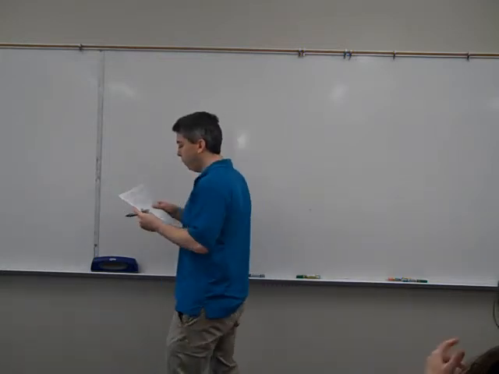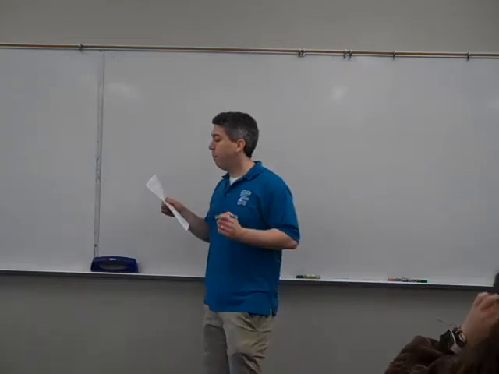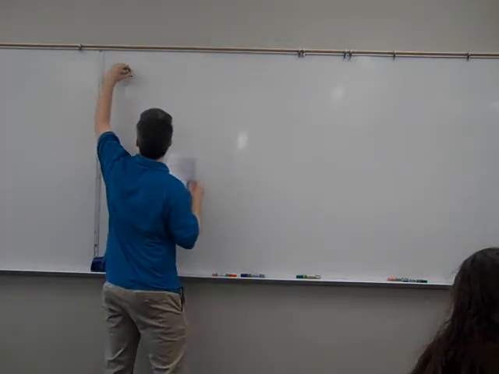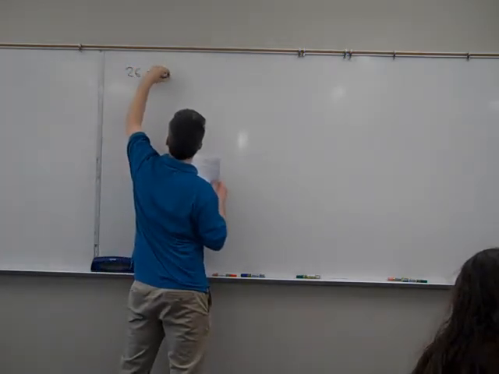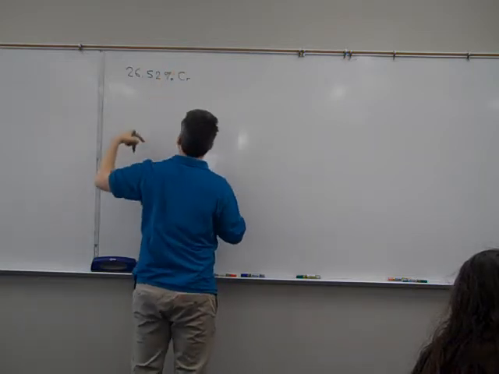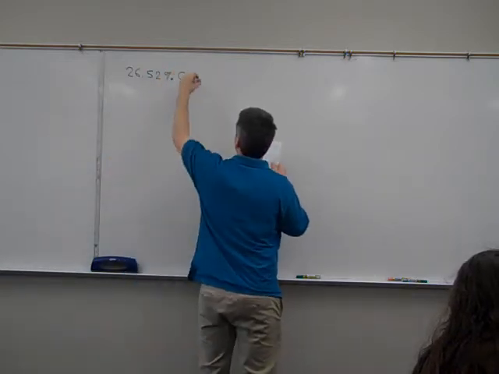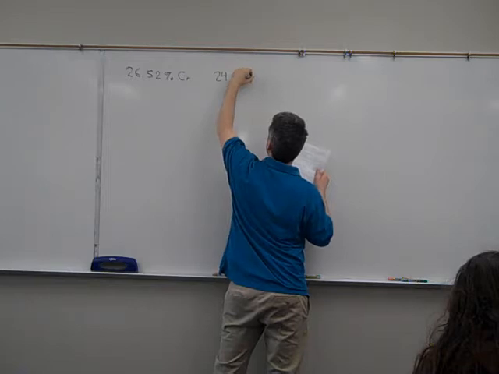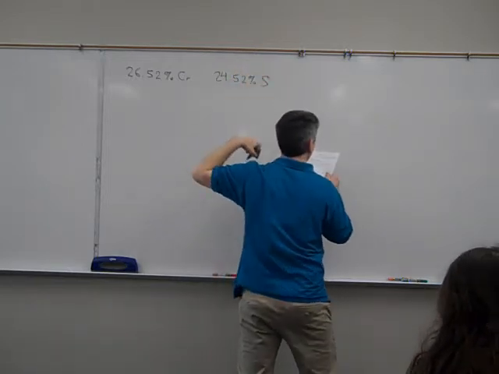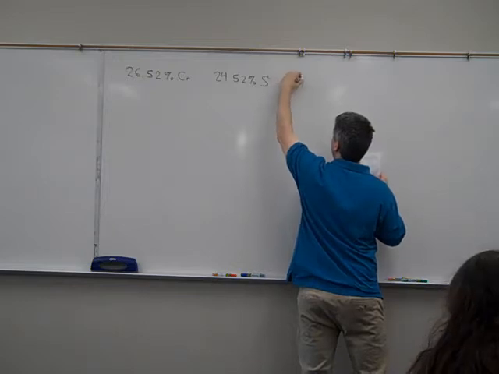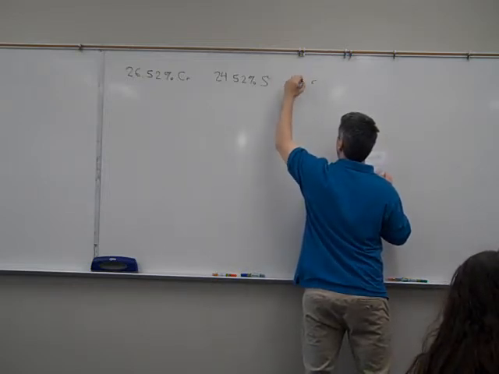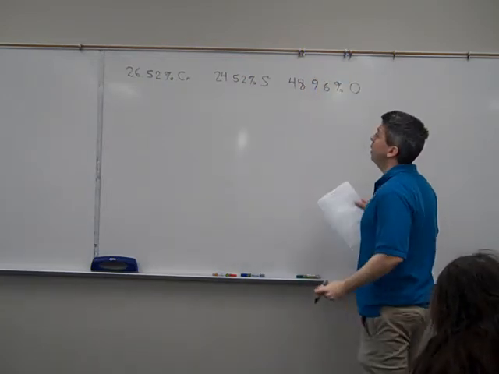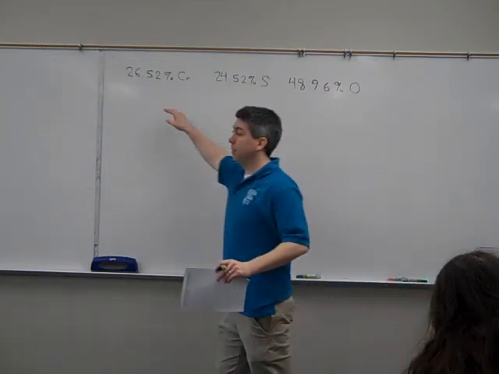So let's take a look at this first problem. It says, determine the empirical formula for a compound that is 26.52% chromium, 24.52% sulfur, and 48.96% oxygen.